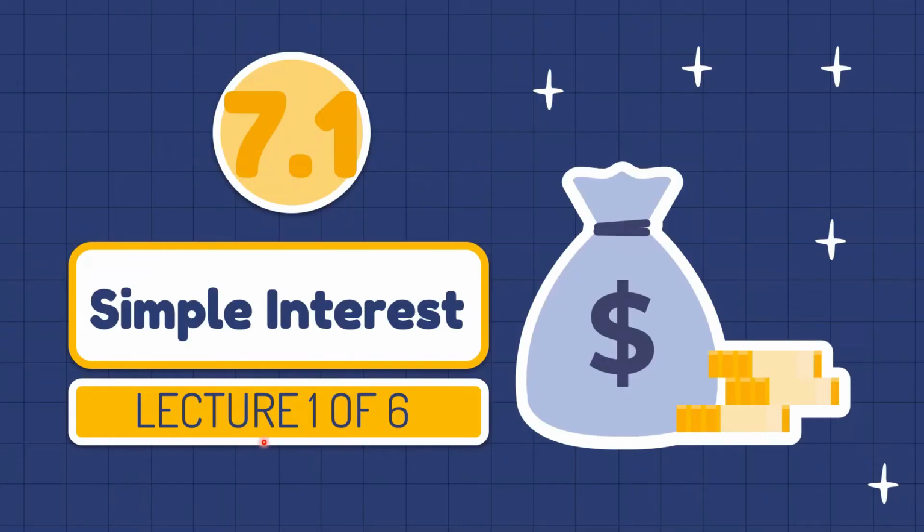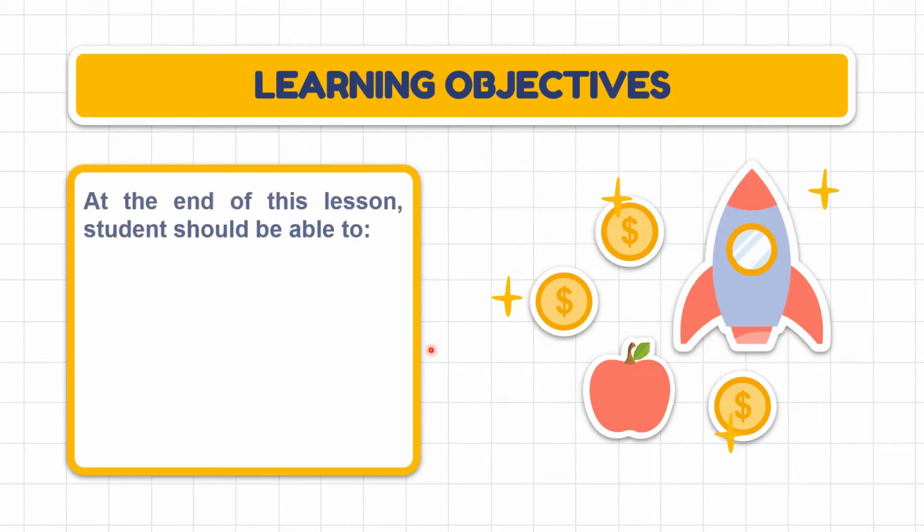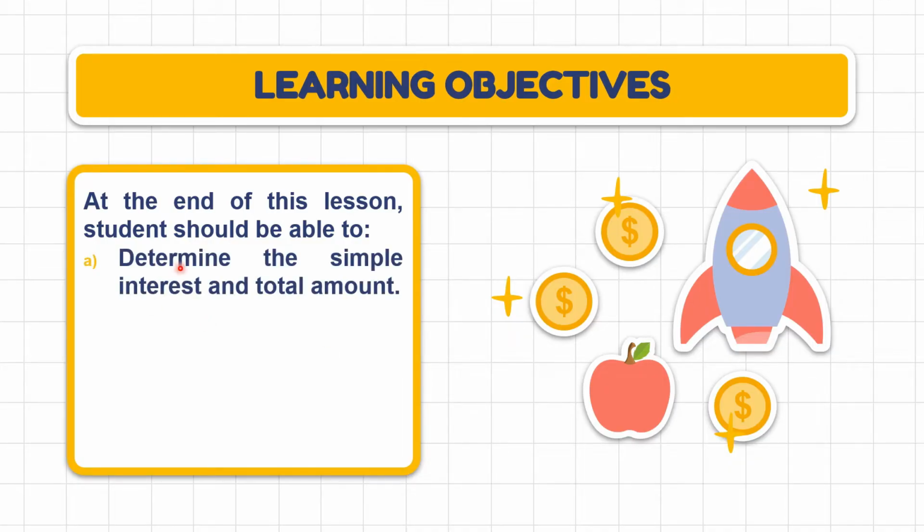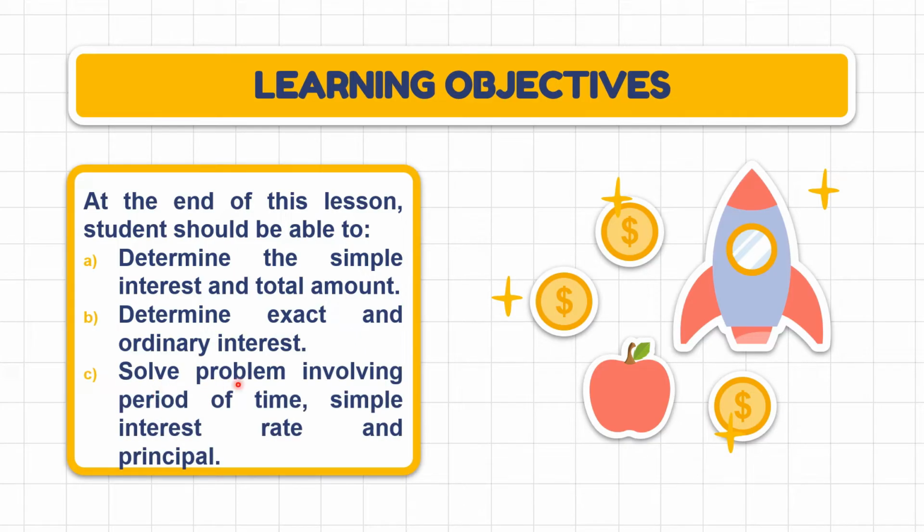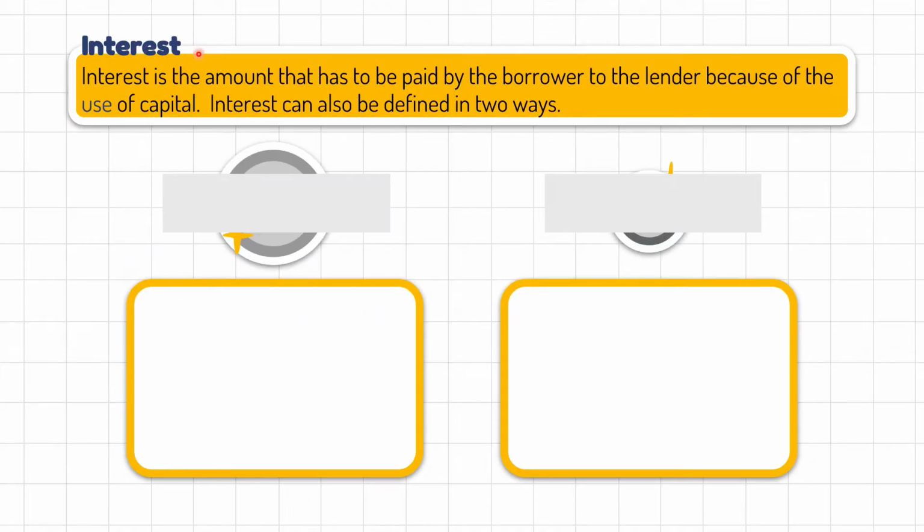Now let's look at lecture 1 of 6, 7.1 simple interest. At the end of this lesson, students should be able to: A, determine the simple interest and total amount. B, determine exact and ordinary interest. C, solve problems involving period of time, simple interest rate, and principal. Interest. What is interest? Interest is the amount that has to be paid by the borrower to the lender because of the use of capital.